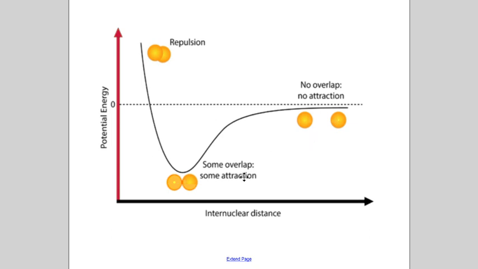So this is the key place when we're actually talking about things that are bonding. Perfect amount of distance, perfect amount of attraction, lowest potential energy point. And if you notice, there's even lower potential energy than when they're just not anywhere near each other at all. So this is why bonds form. This is the lowest potential energy state that they can be in compared to being separate from each other.